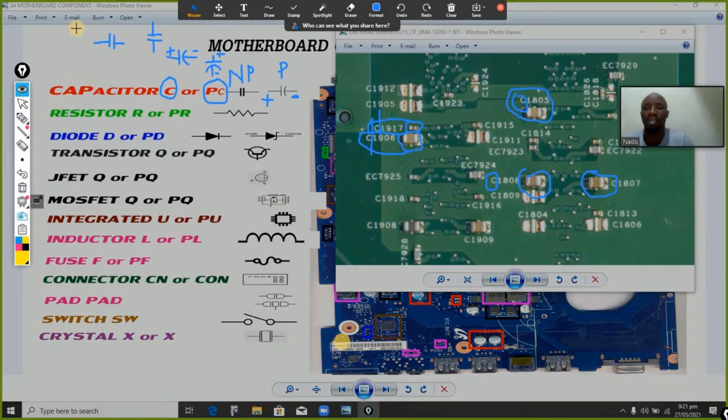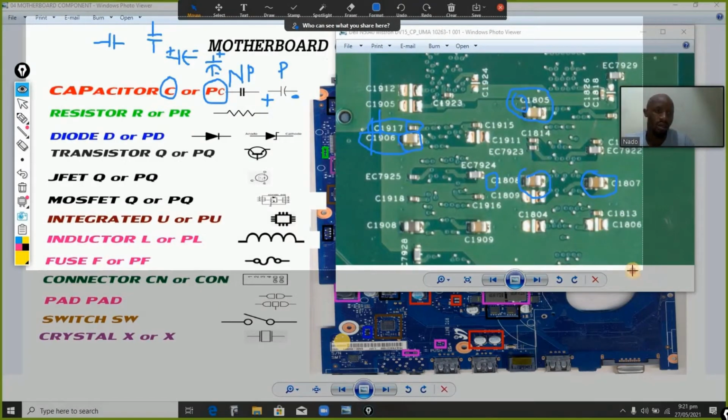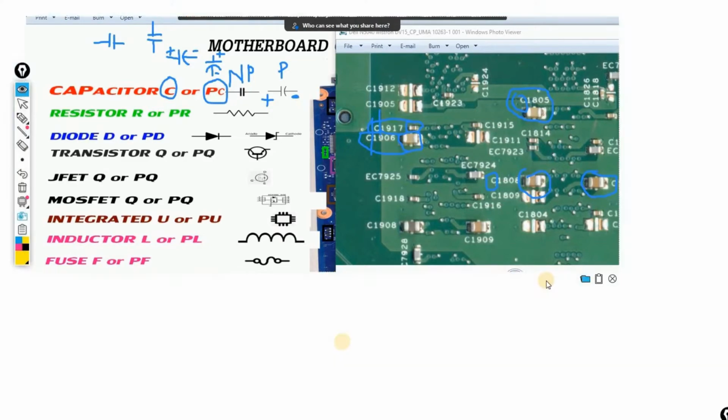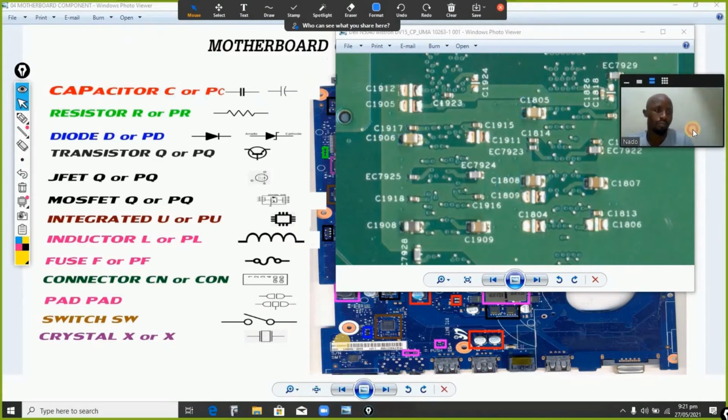So let me show you guys the polarized capacitor on the board. Basically, we always have polarized capacitors at the output of the PWM section. If you notice all the PWM sections, you have a capacitor there. If you look at this place now, this component is a capacitor. I'll zoom it later. Let me screenshot this and clear.